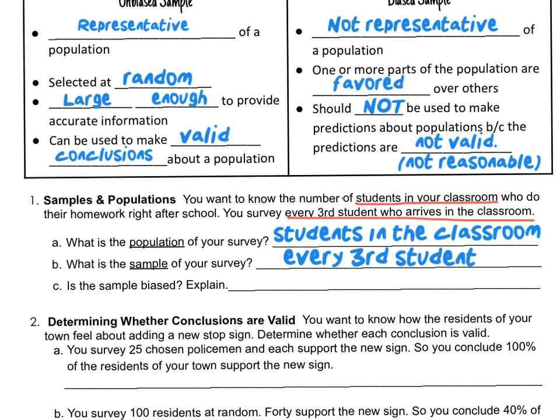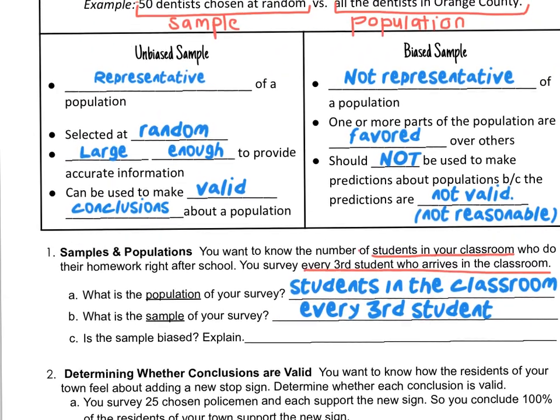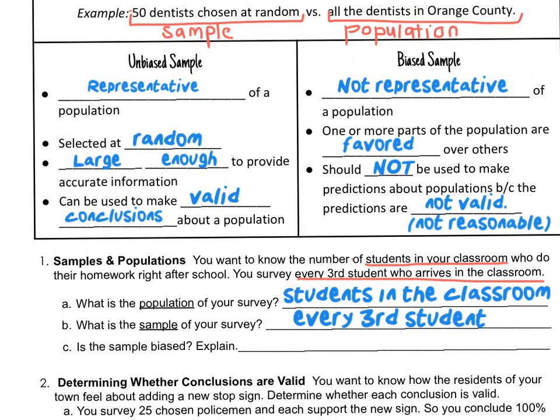Now we want to look at part C, and the question asks, is the sample biased, and explain. Okay, so we want unbiased samples. We don't want biased. So let's look at what an unbiased sample is and see if it fits all of those. All right, so for the first part, is our sample representative of a population? Well, yes, because we're looking at the students in our classroom and we're only surveying those students who come into the classroom. So yes, it represents the entire population.